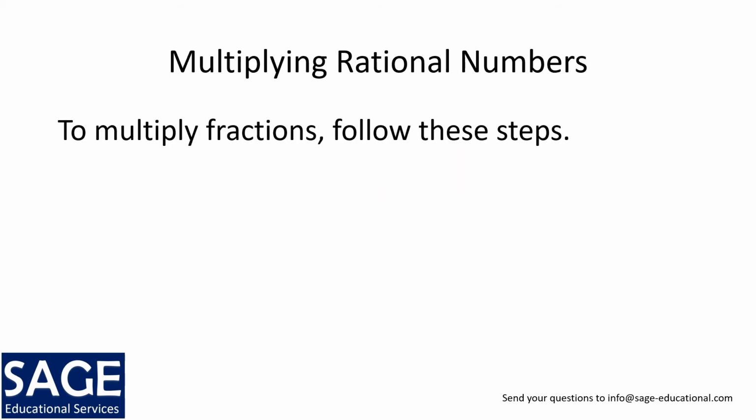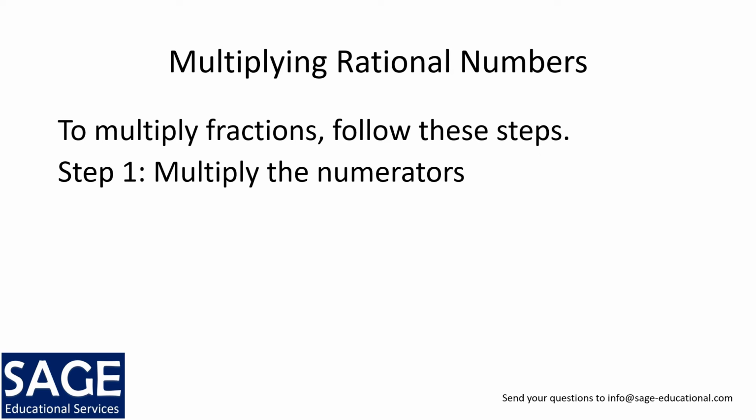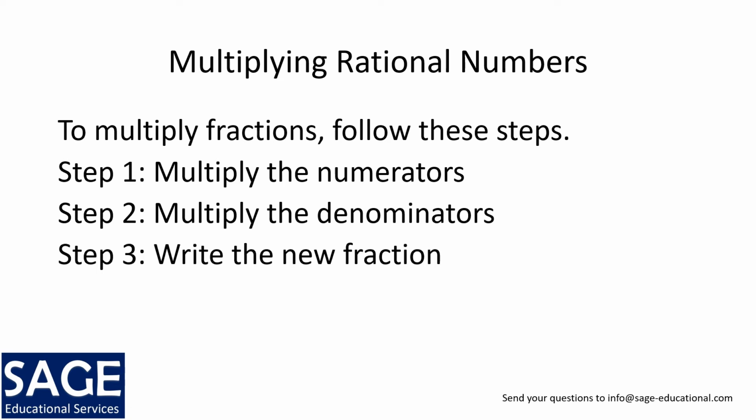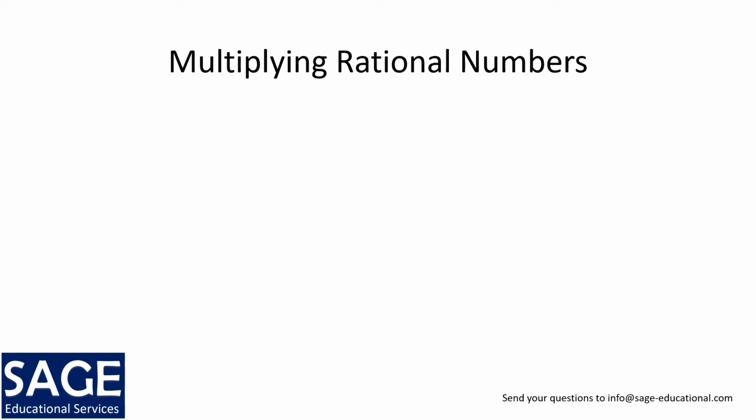Now when we come to multiplying rational numbers, we follow these simple steps. First, you multiply the numerators with each other, you multiply the denominators with each other, and you write the new fraction, and then you reduce the fraction if needed. So let's see an example.